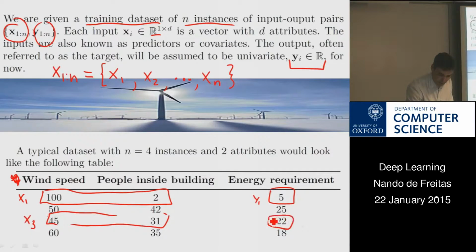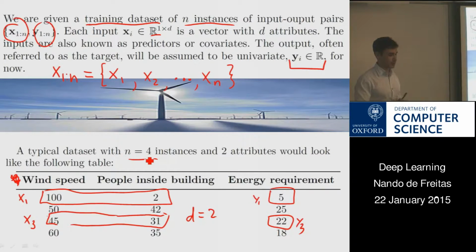And this would be y3. Okay, so in this case, in particular, d is equal to 2, as you can tell, and there are 4 data set instances. There are four rows of the data set. So that's a simple form, a simple data set.